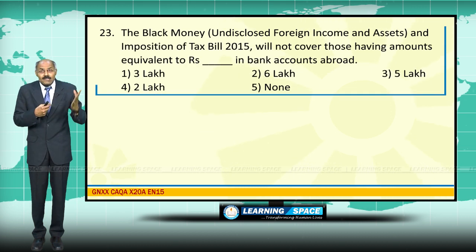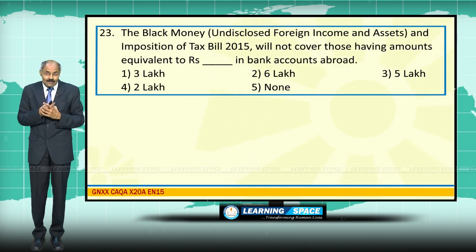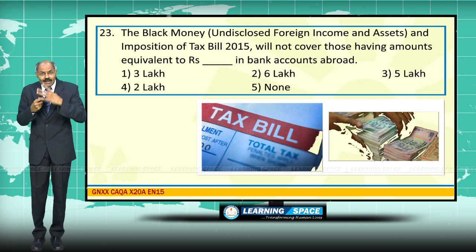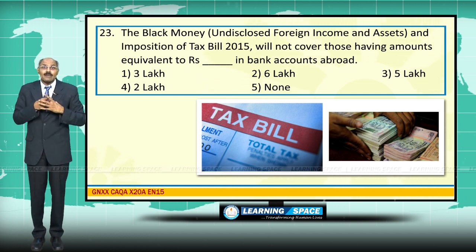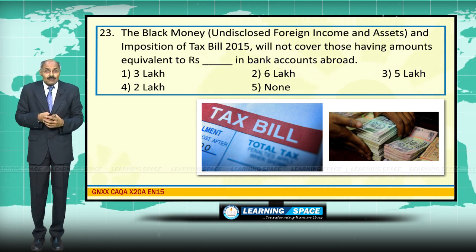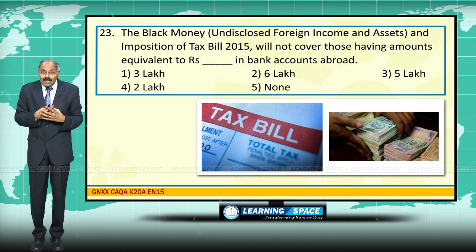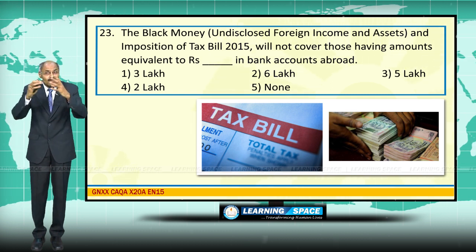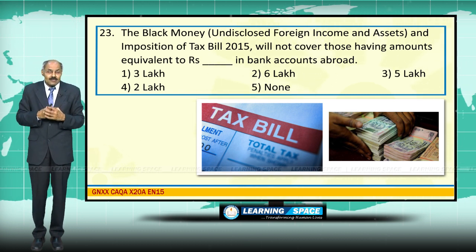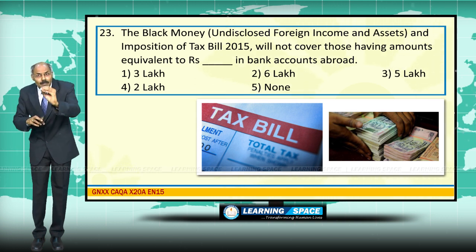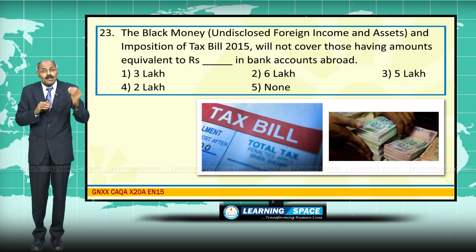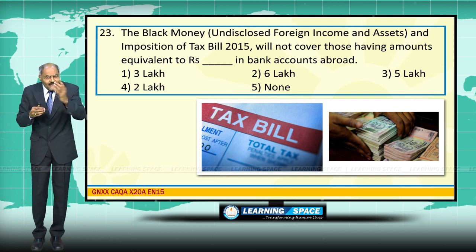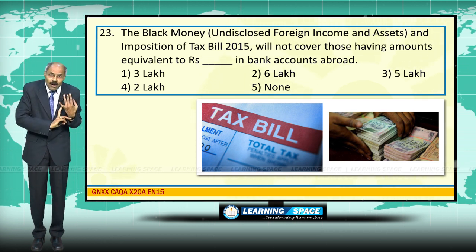The black money, undisclosed foreign income and assets, and Imposition of Tax Bill 2015. All of you are well aware the government is taking several steps to control black money. Especially 3 things are very important in this year's budget speech. First and foremost, for all transactions of rupees 1 lakh and above, you require a PAN, permanent account number, issued by the income tax authorities.